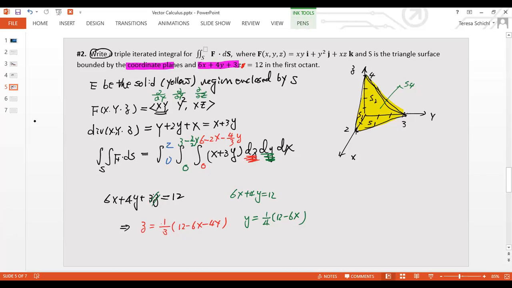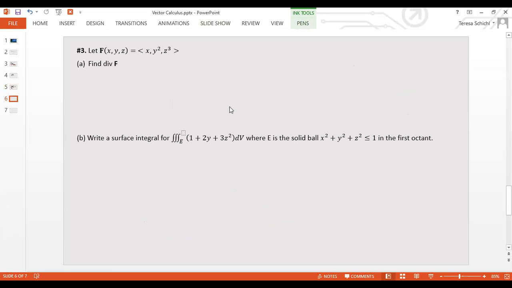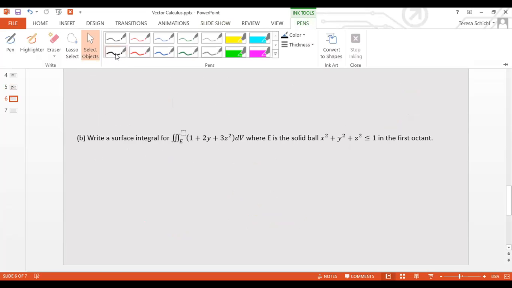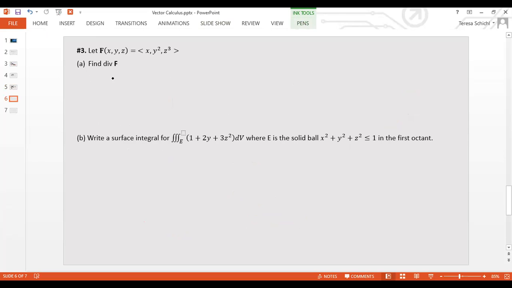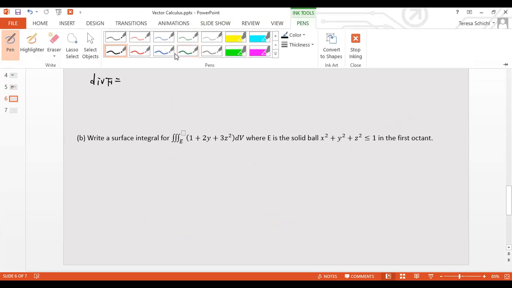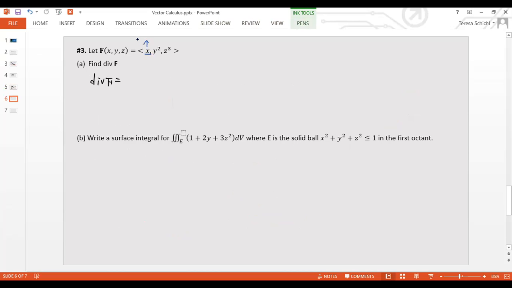Okay, now let's take a look at the last problem here. They said, first, find the divergence. So I know the divergence of F, we already learned that. Take the derivative with respect to x, y, and z, right? So the x part is 1. The y part is 2y. The z part is what? 3z squared. Okay, so this is my divergence of F.